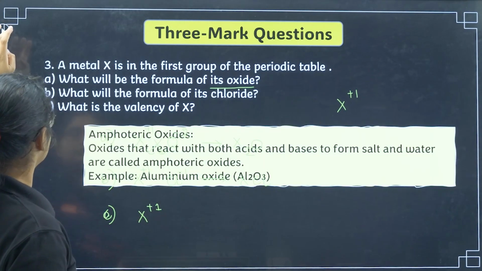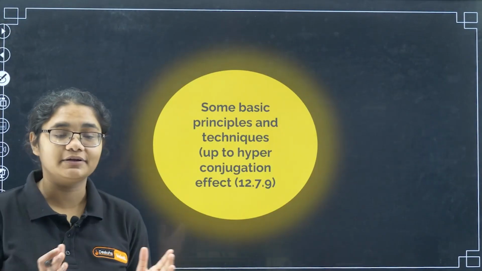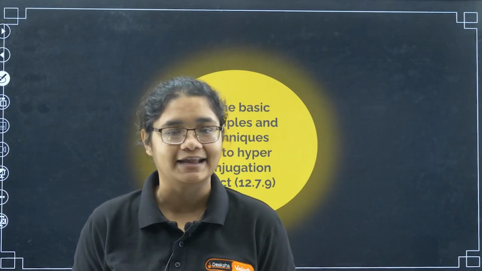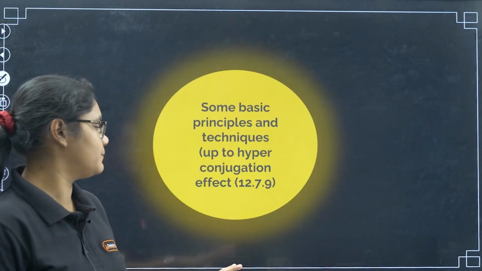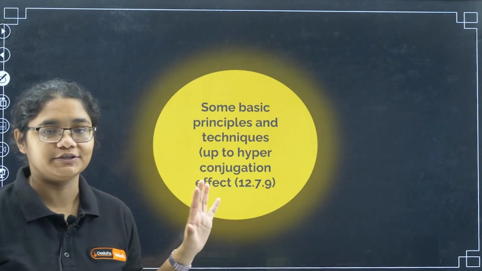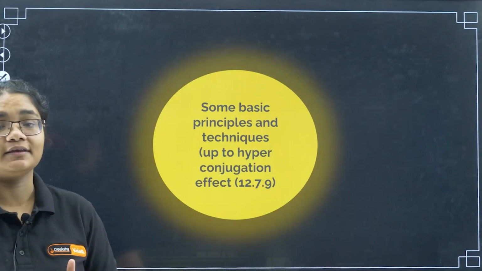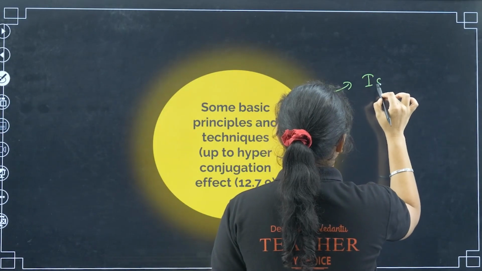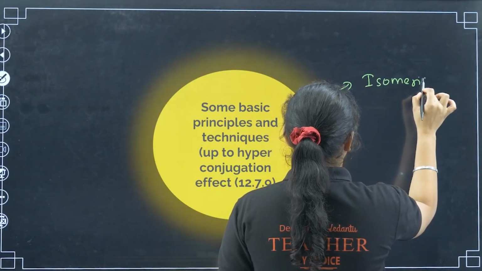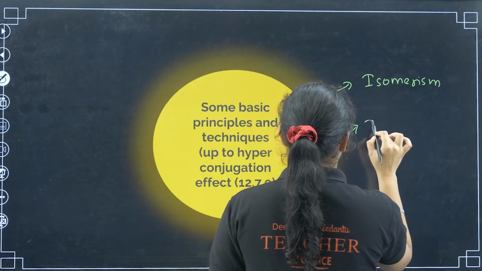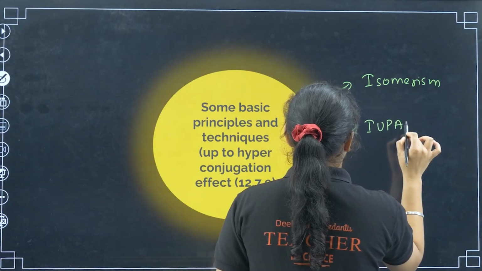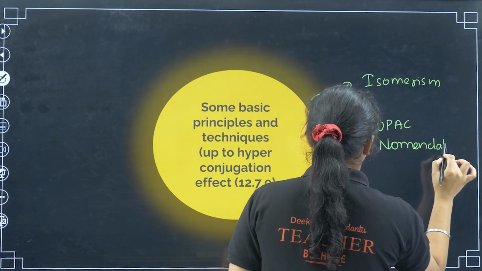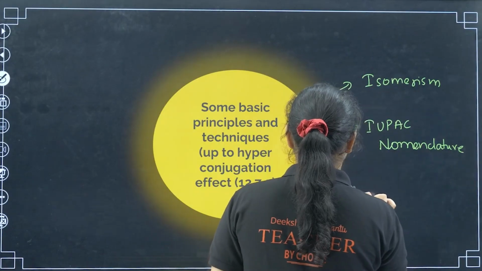Okay, moving to the next chapter now, some basic principles and techniques. Here the syllabus for North Bangalore is up to the hyperconjugation effect. So what all things should you be knowing? Very, very important topics are your isomerism, super important. Then you have IUPAC nomenclature, again very important.